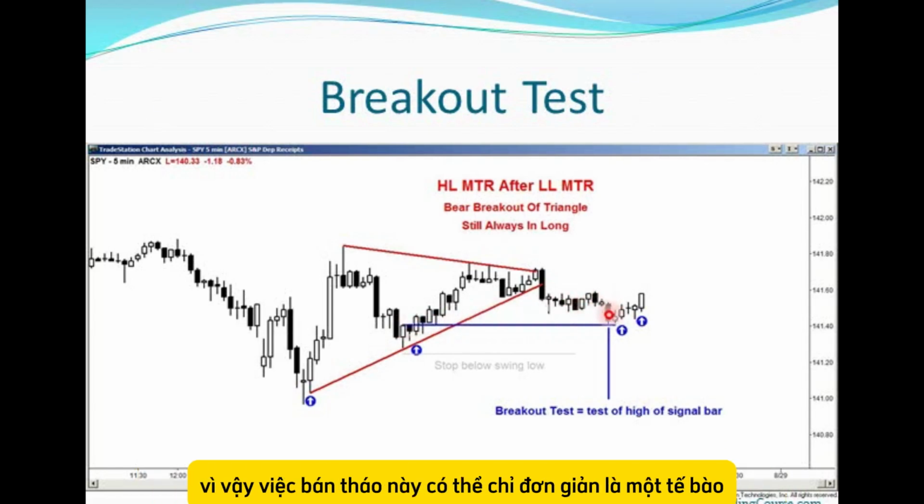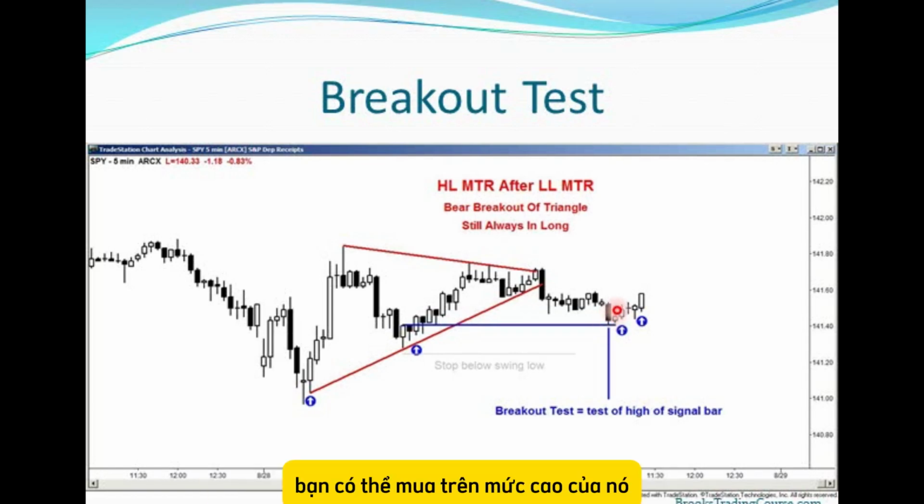So this sell-off might simply be a sell vacuum test of support, the high of the strong entry bar, signal bar, bull signal bar. We have a failed bear breakout. This bull inside bar creates a failed bear breakout. You could buy above its high. We have a little breakout of that buy signal, and then a pullback and another buy signal.